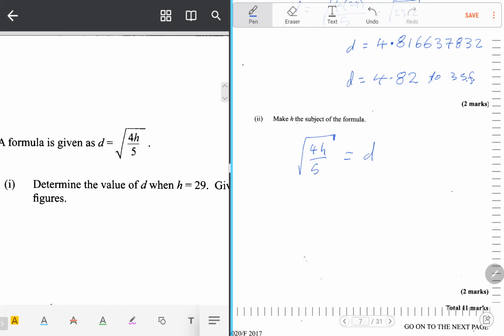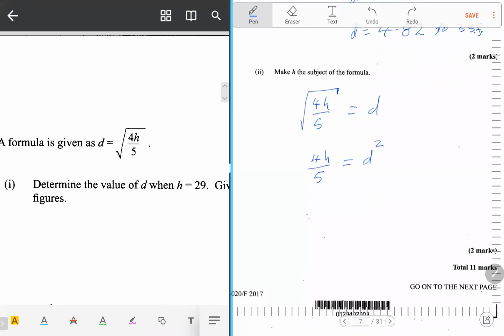All right. So when we square both sides, we're going to get 4h over 5 equals d squared. And then to leave h as the subject, it's quite easy. We cross multiply. So multiply up the 5 and divide down the 4. So it's like we multiply both sides by 5 and divide both sides by 4. So it's quite easy, right? Let's go step by step. The 4h becomes 5 times d squared.